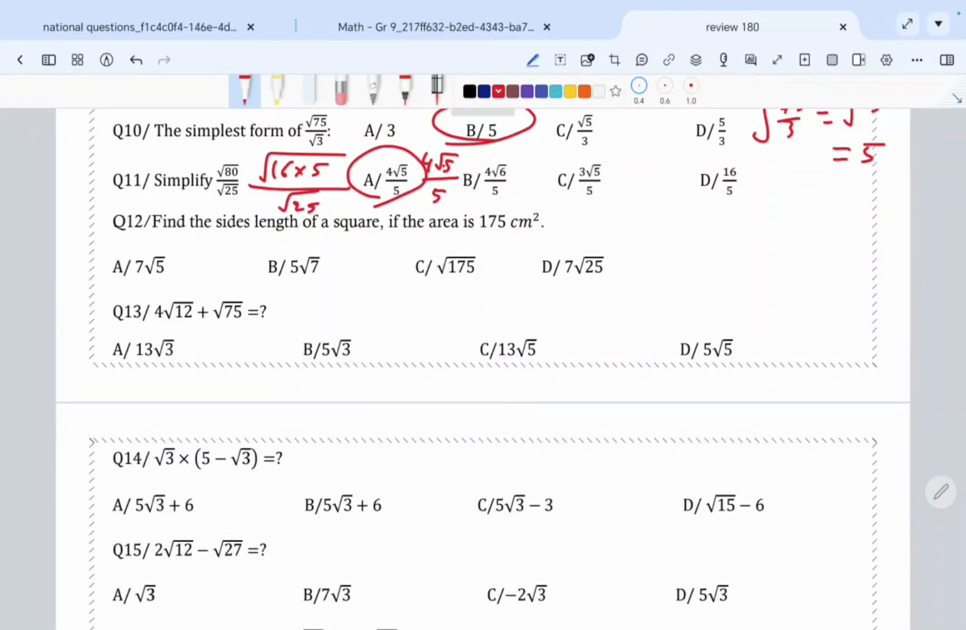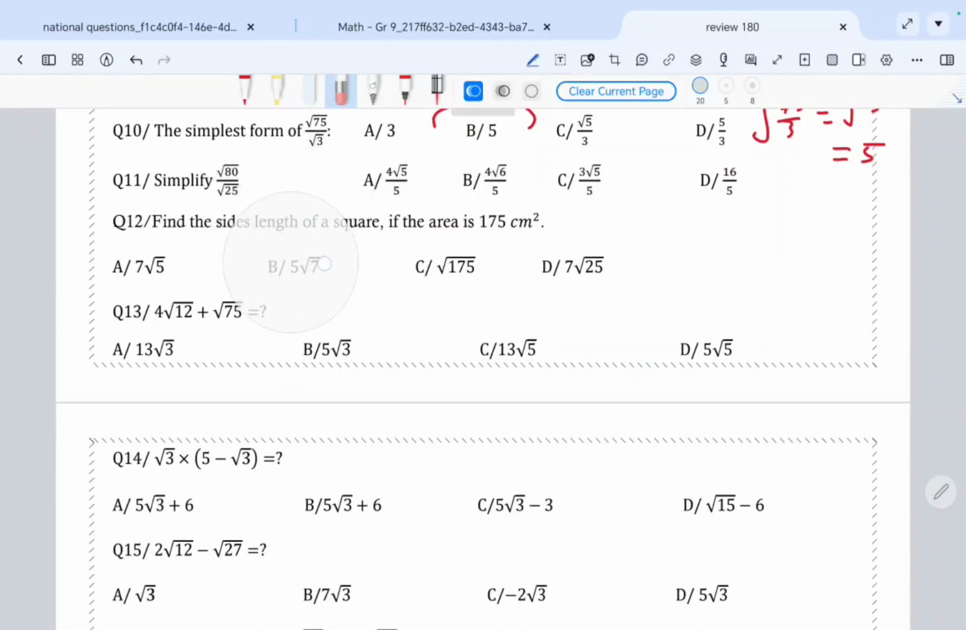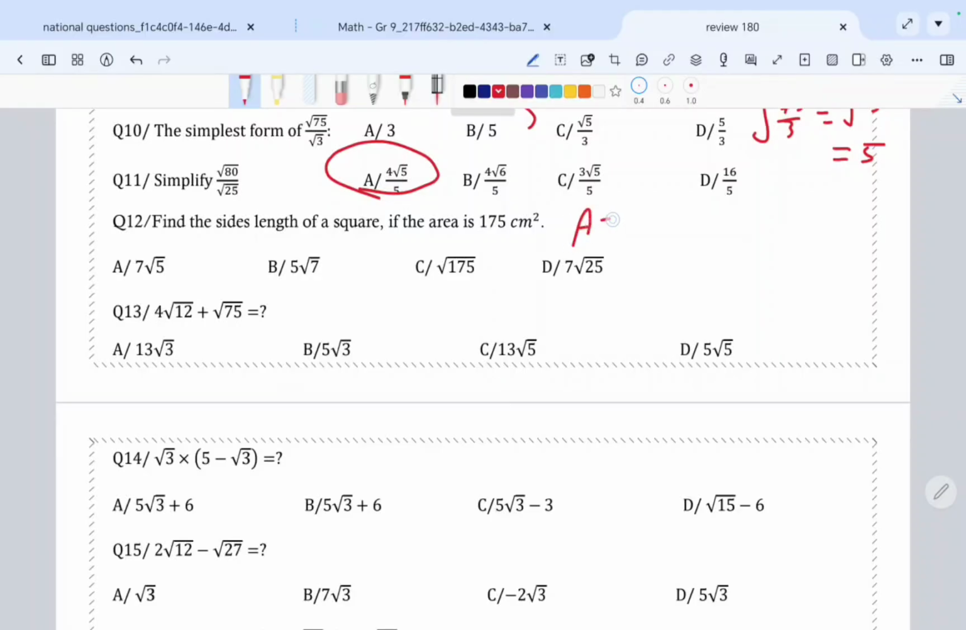Now find the length. This one is very important. Pay attention, please. Find the sides of a square if its area is 175. Okay. So what's the rule of area? Area is S power 2. We have the area, it's 175, but we don't have the side. So S power 2. Take a square root for each side.